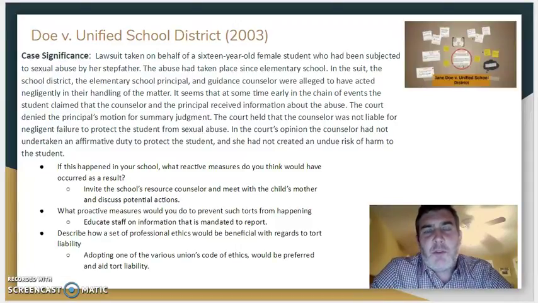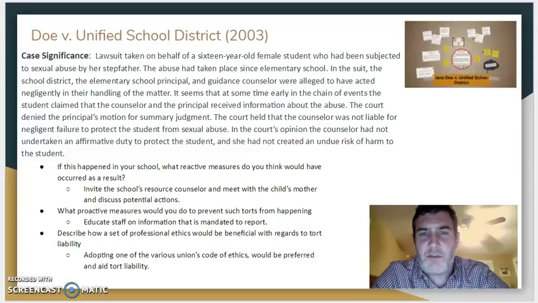The court denied the principal's motion for summary judgment. It held that the counselor was not liable for negligent failure to protect the student from sexual abuse, which was kind of interesting when I was reading through this case. In the court's opinion, the counselor had not undertaken an affirmative duty to protect the student, and she had not created an undue risk of harm to the student. Going through this case, I was just kind of shocked by the court's opinion in this.